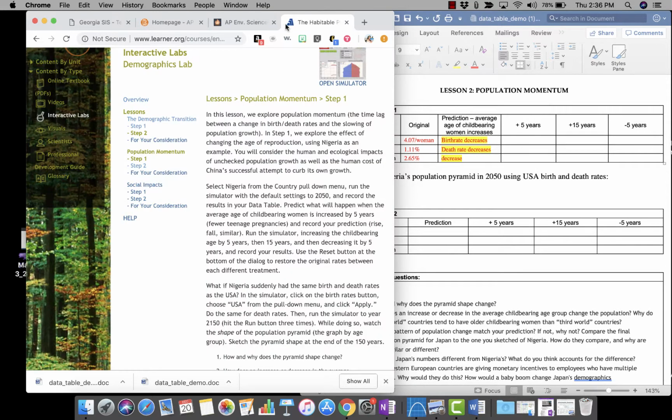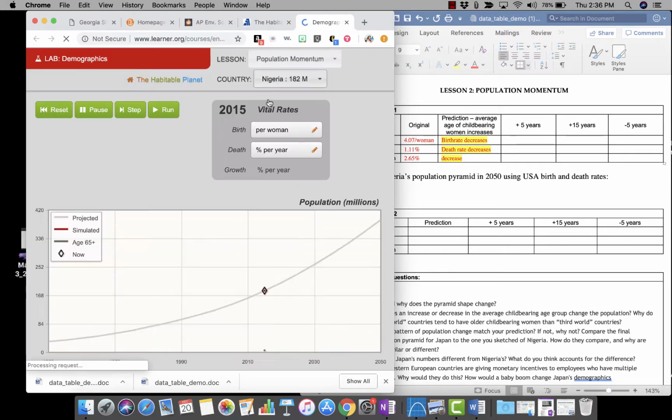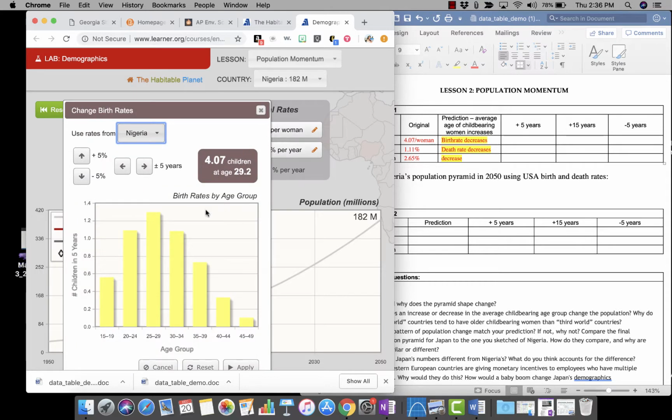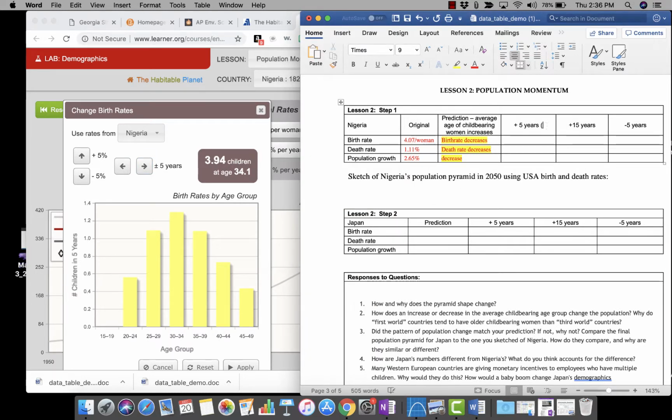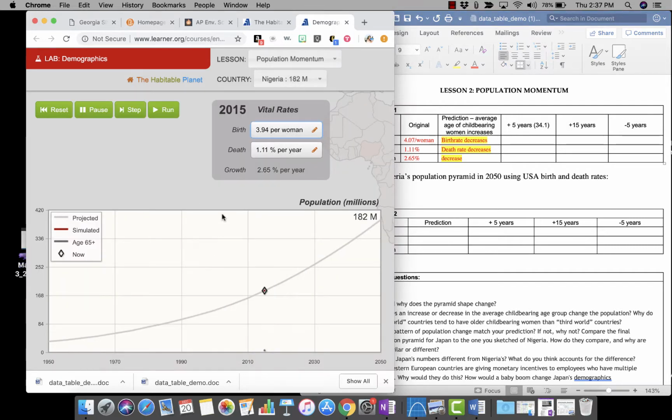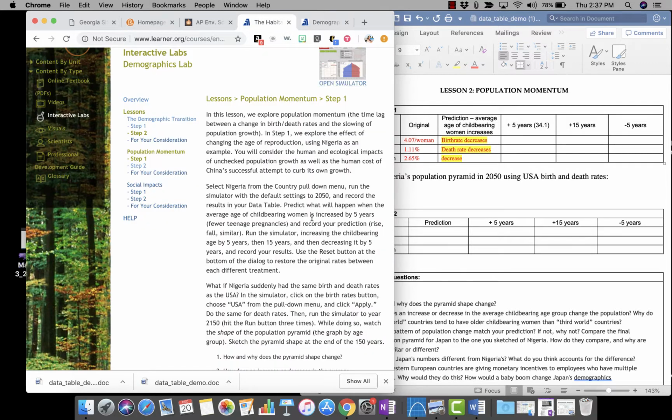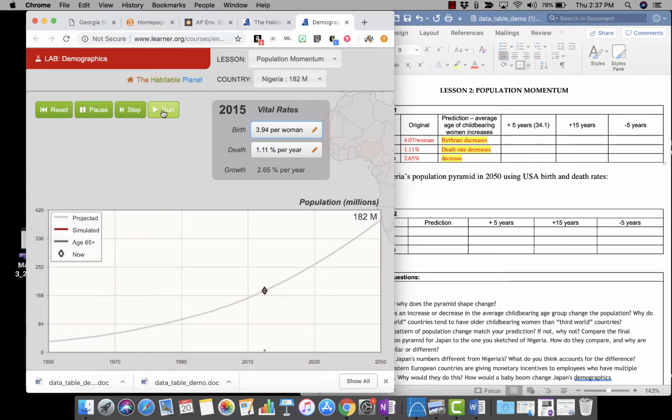I'm gonna actually take this. I'm gonna reset it because I'm worried. Okay, there we go. So I'm gonna increase it 5 years. So that makes it 34.1. And let's see what happens.